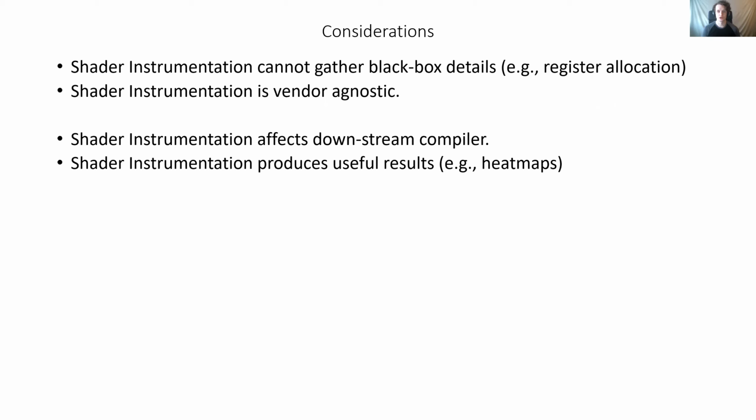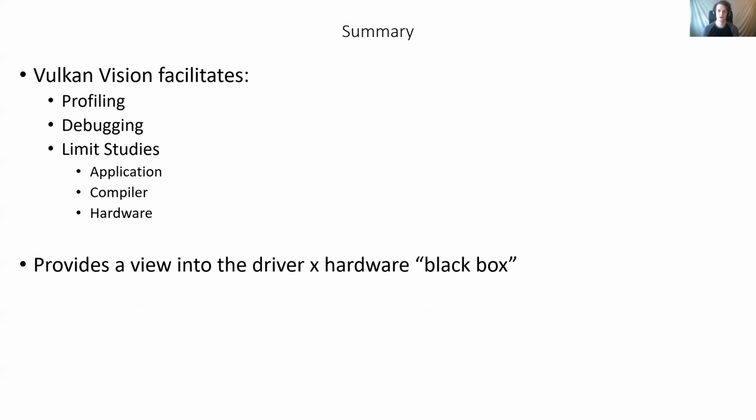Another consideration is that shader instrumentation may affect, and is very likely to affect, the downstream compiler's optimization passes. Despite this, we were able to demonstrate that it does produce very useful and actionable results, such as the heat map I showed you before, where the heat map looked very close to the final rendered image without any knowledge of the final rendered image. So clearly it's producing accurate and actionable results.